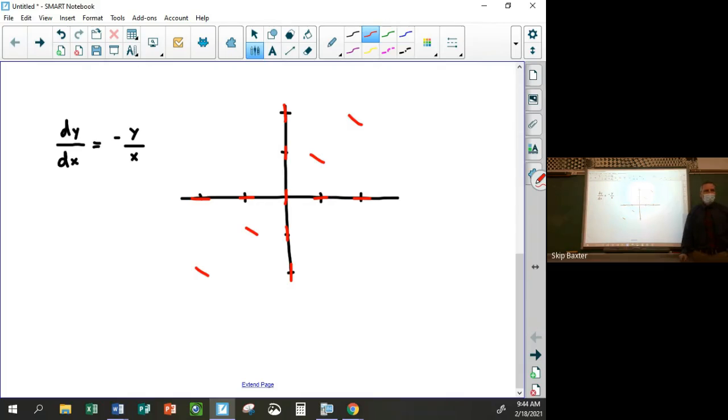Whenever x and y are negatives of each other, in other words, along the line y equals -x, what is that slope going to be? +1, right? If x and y are negatives of each other, then y over x would be -1, and negative y over x would be +1. So all along this diagonal, I'm just going to draw little line segments of slope +1.